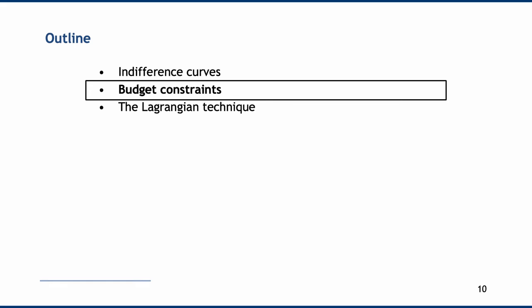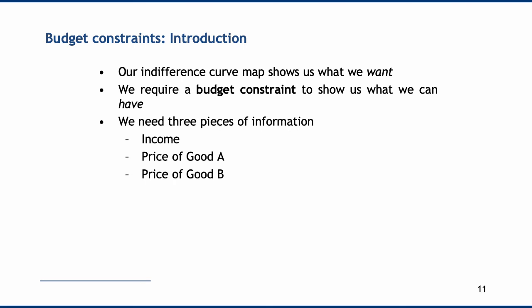Our indifference curve tells us what we want, but we require a budget constraint to show us what we can have. And a budget constraint requires three pieces of information. We need to know the income, we need to know the price of good A, and we need to know the price of good B.